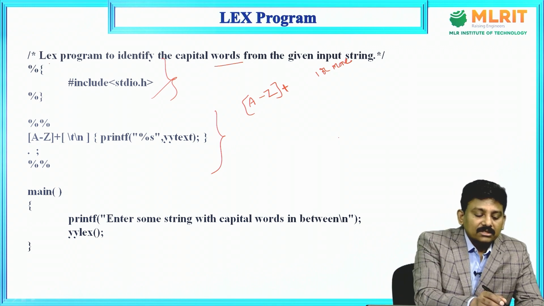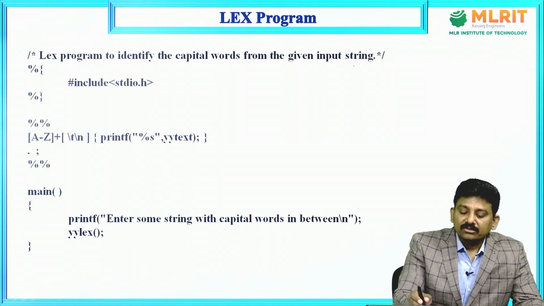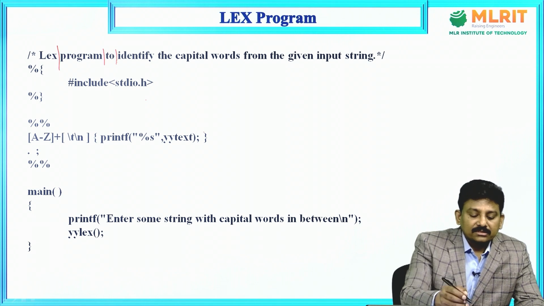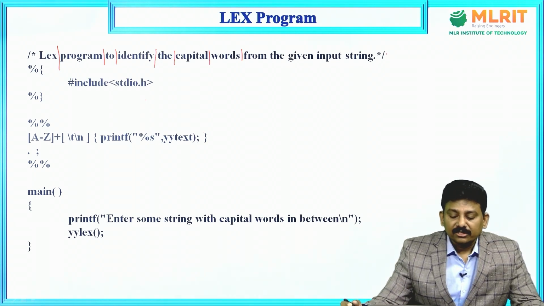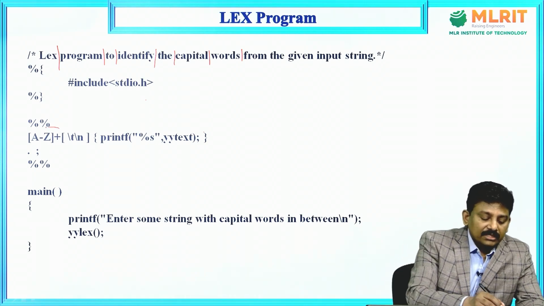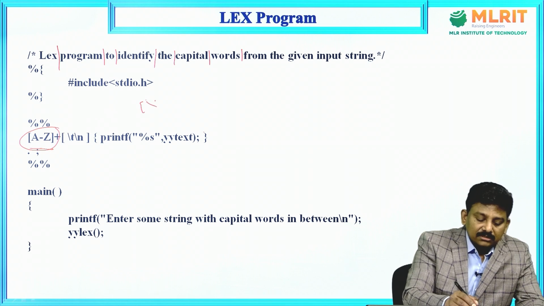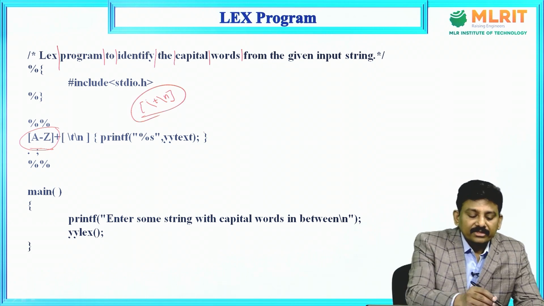So, how can you find the word in the given input? For example, this is the LEX program to identify the capital words from the given input string. Each word is separated by a space. And also, sometimes we will get words separated by a new line also. So, we will get these words from this regular expression pattern followed by space, tab symbol, or new line. By using this pattern we can identify the words.